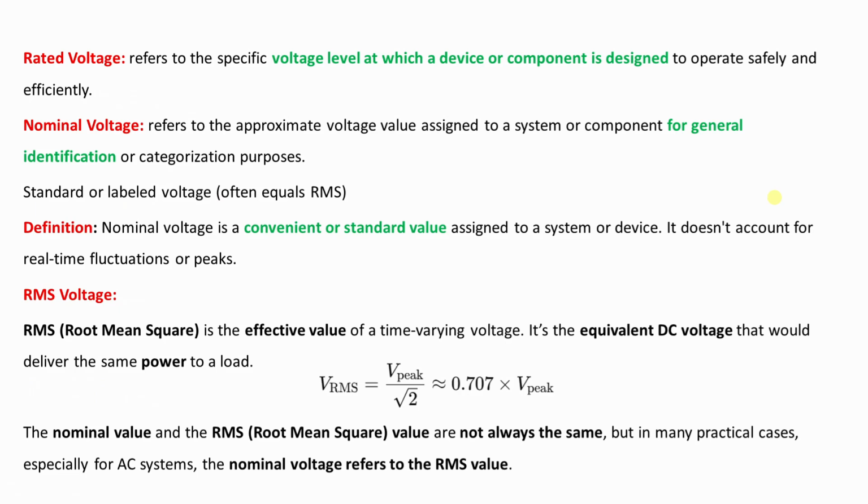Now, is the nominal voltage equal to the rated voltage, or equal to the RMS voltage? What does it mean? We will see that next. First, the definition of RMS voltage. RMS stands for root mean square value. In a simple manner, it is called the DC equivalent voltage. And then the relation to the peak voltage. What does peak voltage mean?